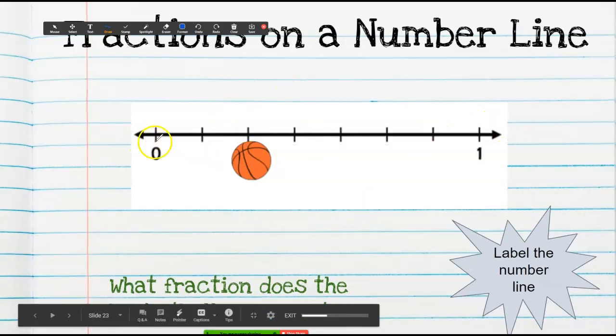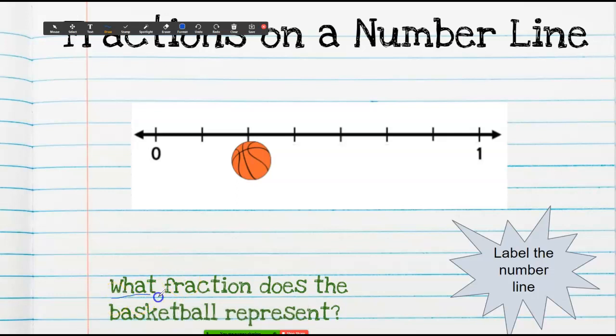Okay, so remember, when you see a fraction on a number line, it's always going to be between 0 and 1. That's how you know it's a fraction. And the question says, what fraction does the basketball represent?